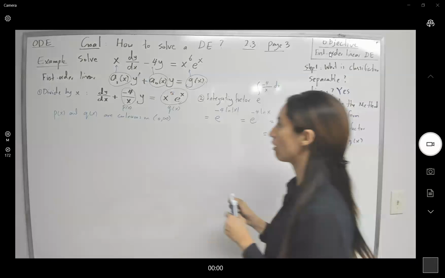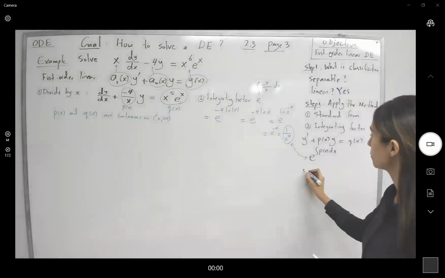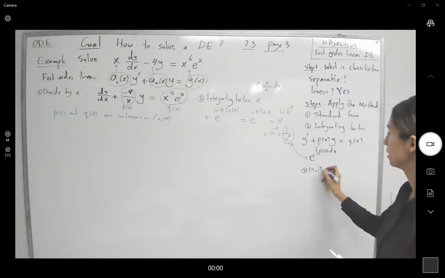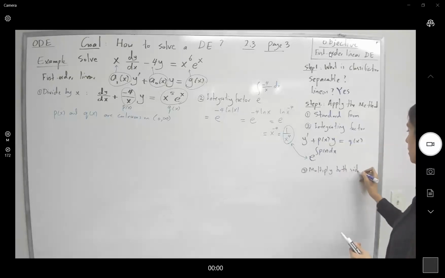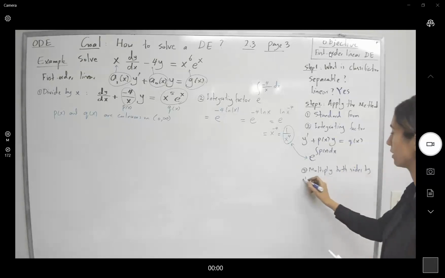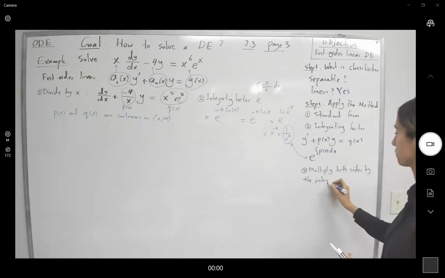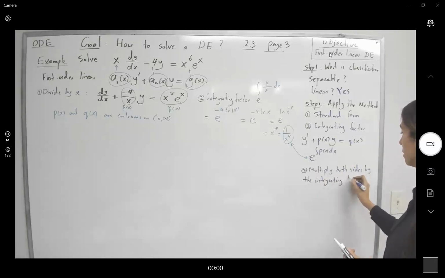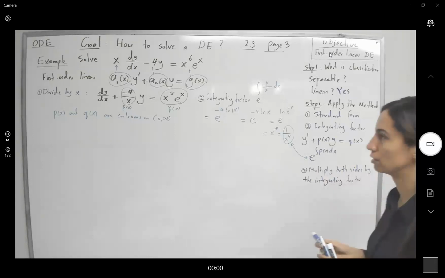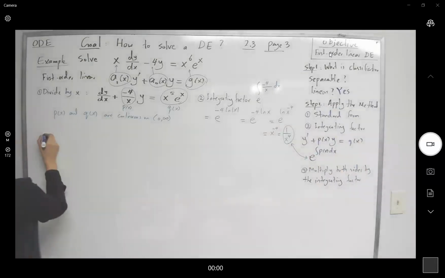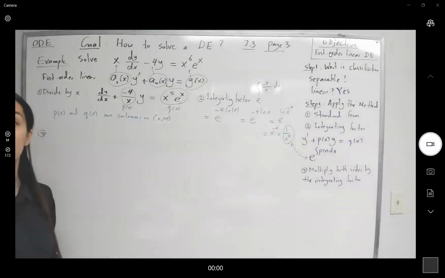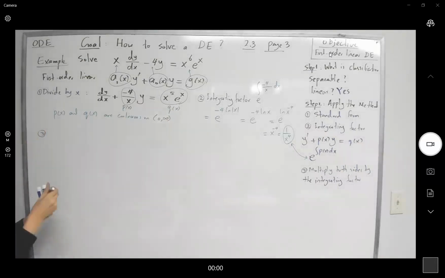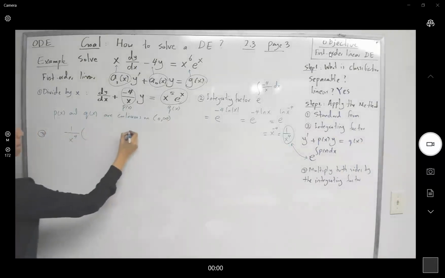Very well, so far so good. In step 3, we multiply both sides by the integrating factor. So we are on step 3. What do we have here? We have our standard form of the linear differential equation. So let's multiply that by the integrating factor, which is 1 over x to the 4th.